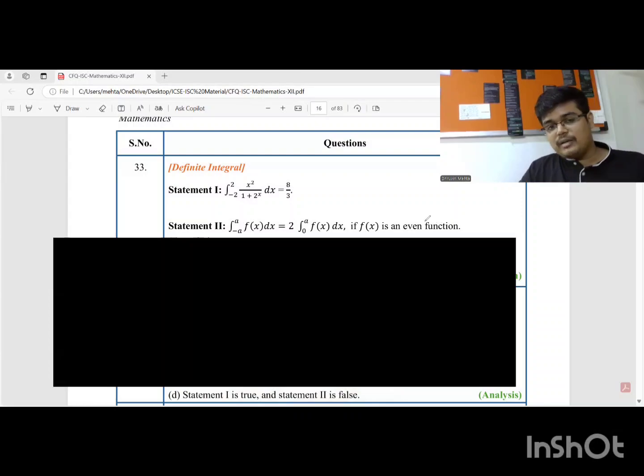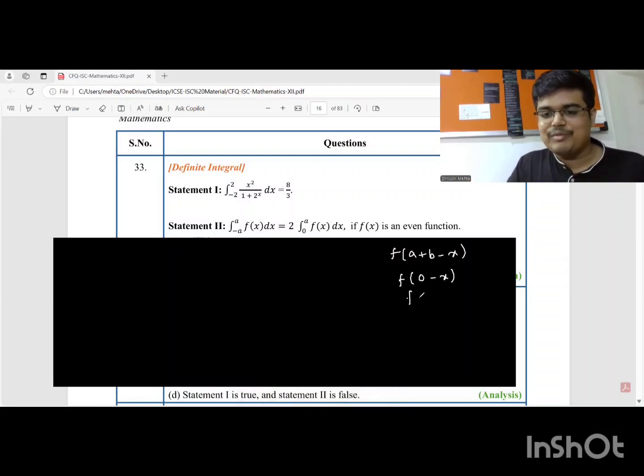Now, students, you have to understand, when you look at the options also, when you look at statement 2 also, you'll be tempted to use that minus a to a property, but it's actually got nothing to do with that. So over here, students, this function is neither even nor odd. You can check if you wish to. What we will be doing is we will be using sum of limits minus x. When we do sum of limits minus x, a plus b minus x, over here it is going to be 2 and minus 2 addition, which is 0 minus x, which is nothing but f of minus x.